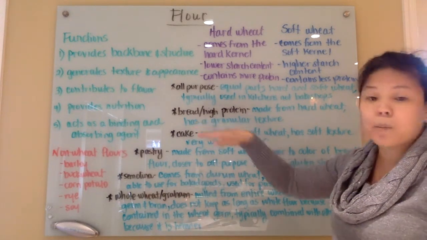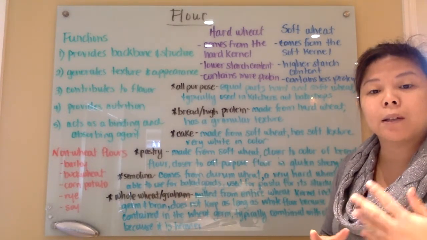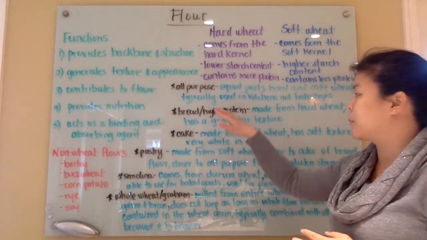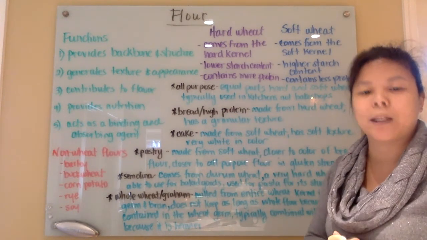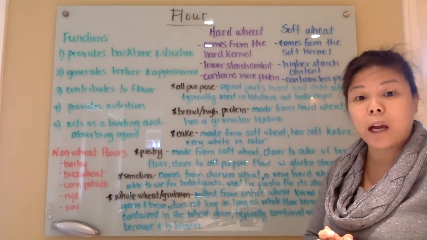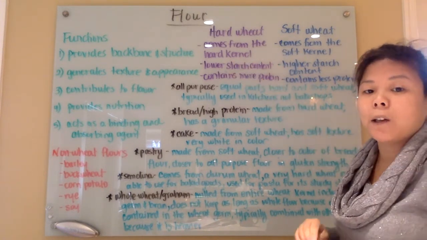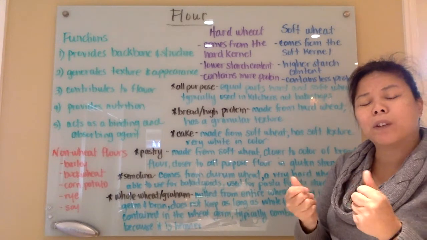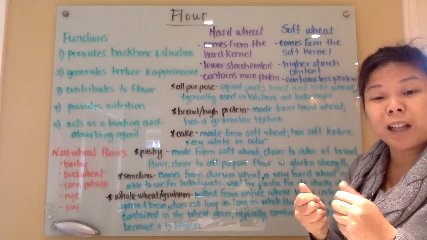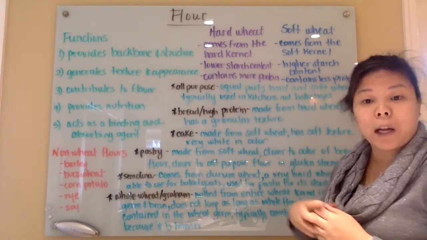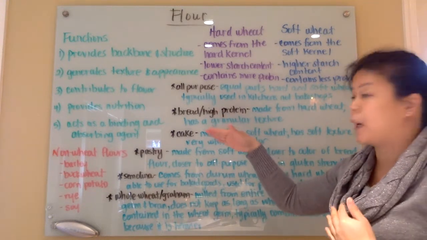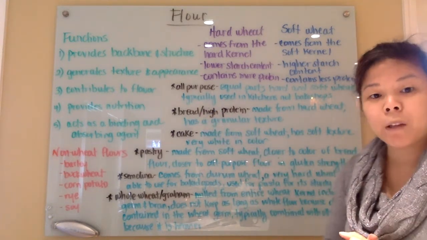So we have bread flour, sometimes also known as high protein flour, and this is made from hard wheat. It tends to have more of a granular texture when you touch it. Bread flours we use more to make bread, hence the name.